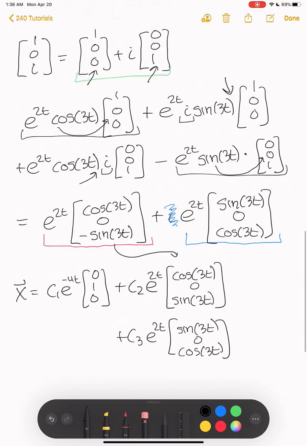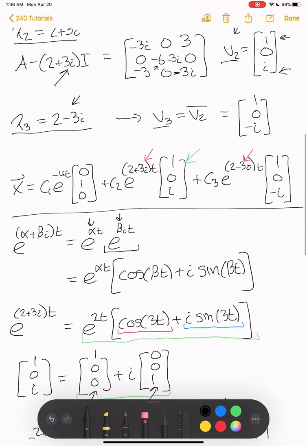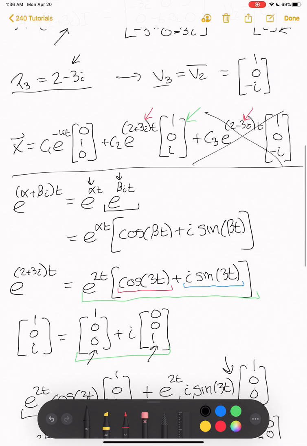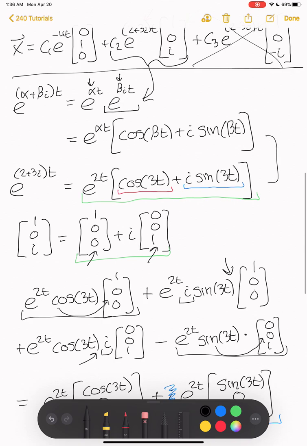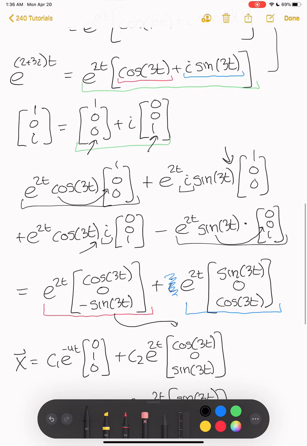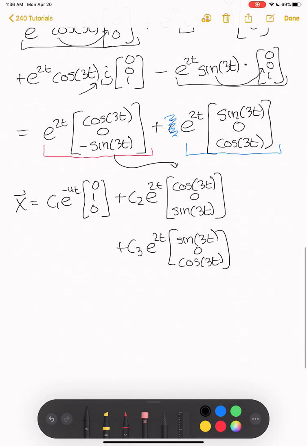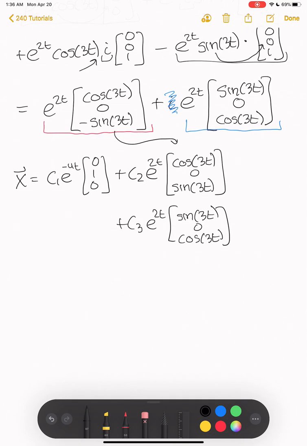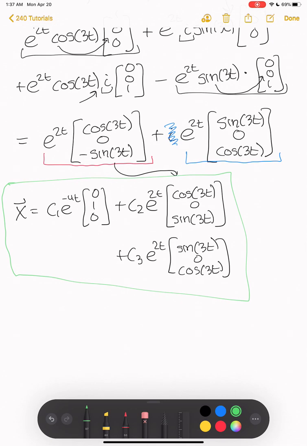So I didn't even use this at all, right? I pretty much took this entire part and, using Euler's identity, split it up into its real and complex parts by going through and FOILing this expression. And now I ended up with three linearly independent real valued solutions. So I'm good to go here. I am done. And that's just a quick example of what happens when you have a non-defective matrix with complex eigenvalues and eigenvectors.